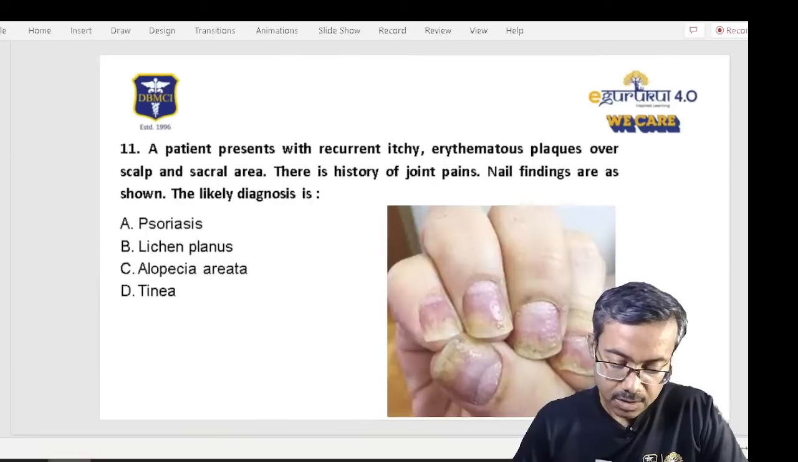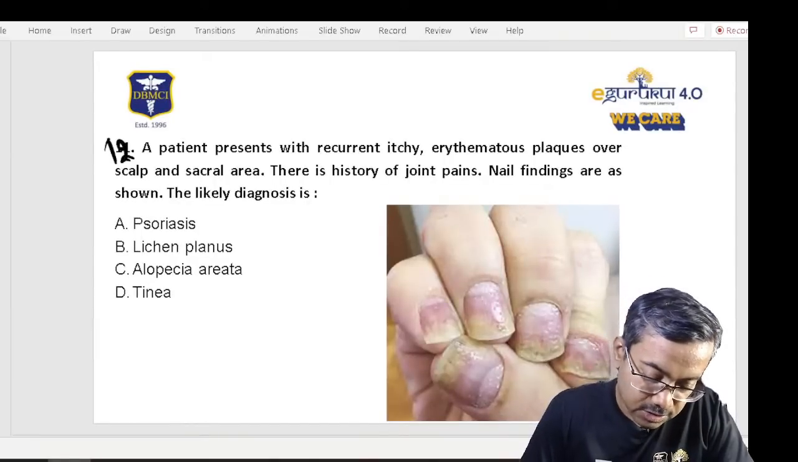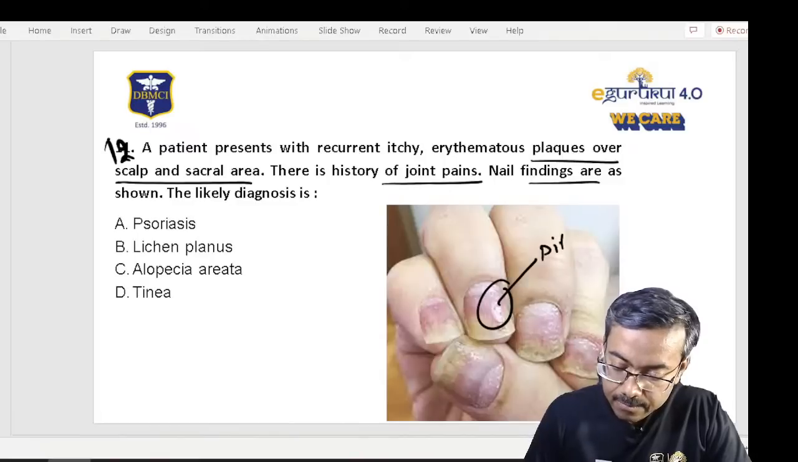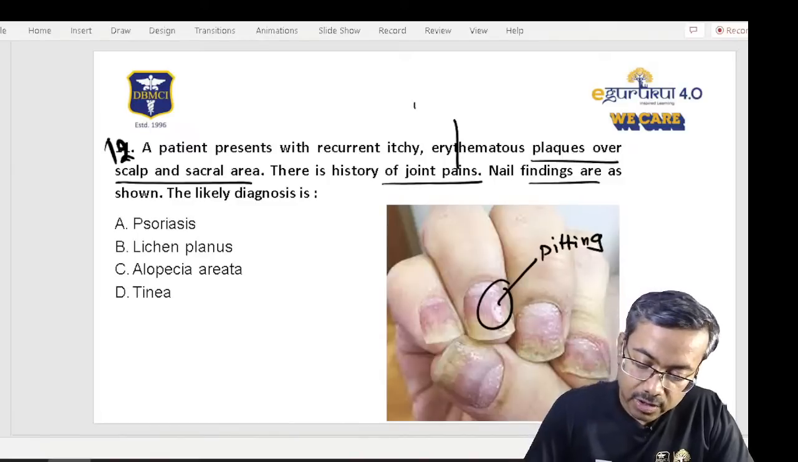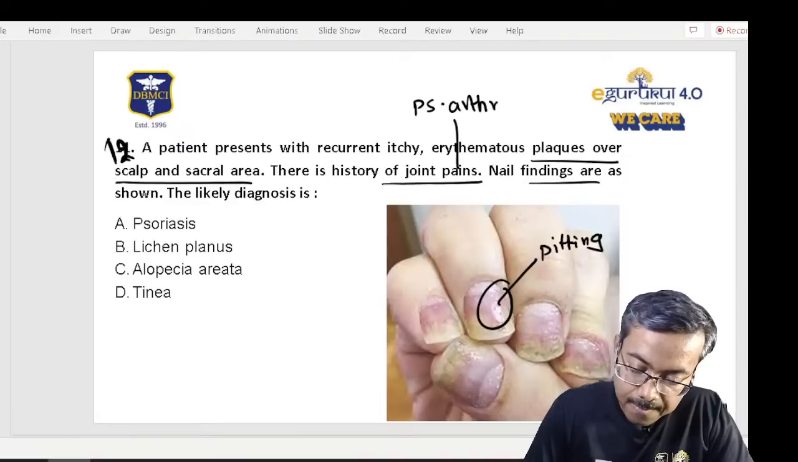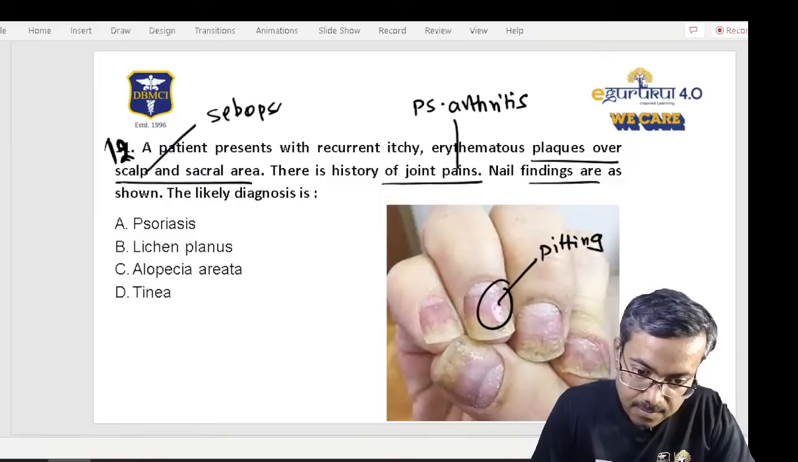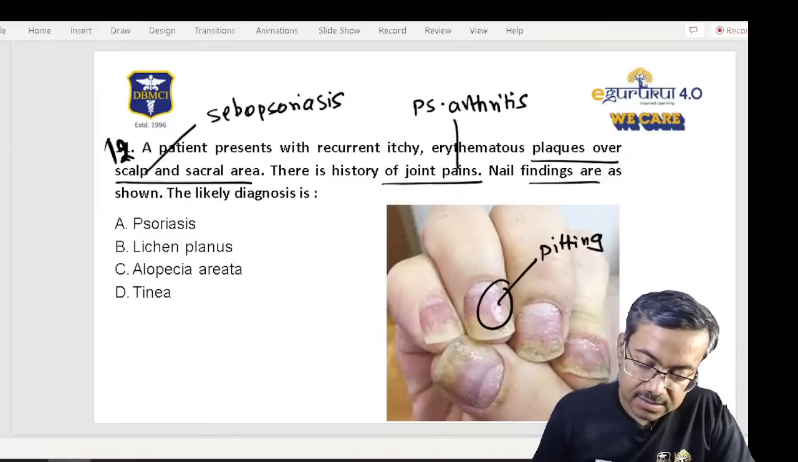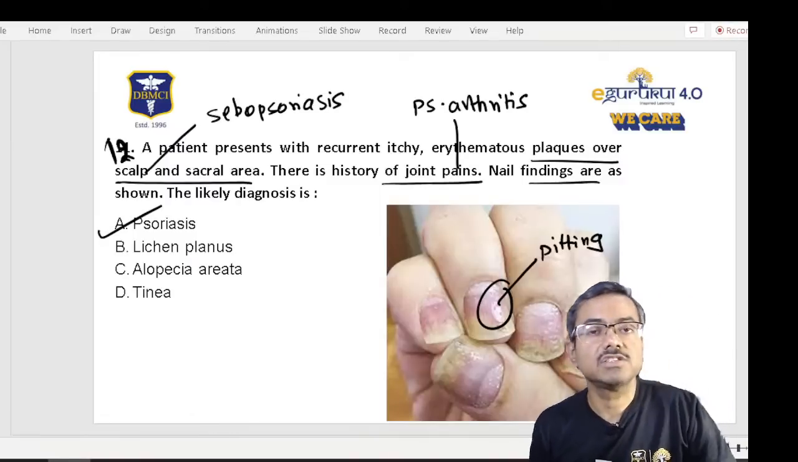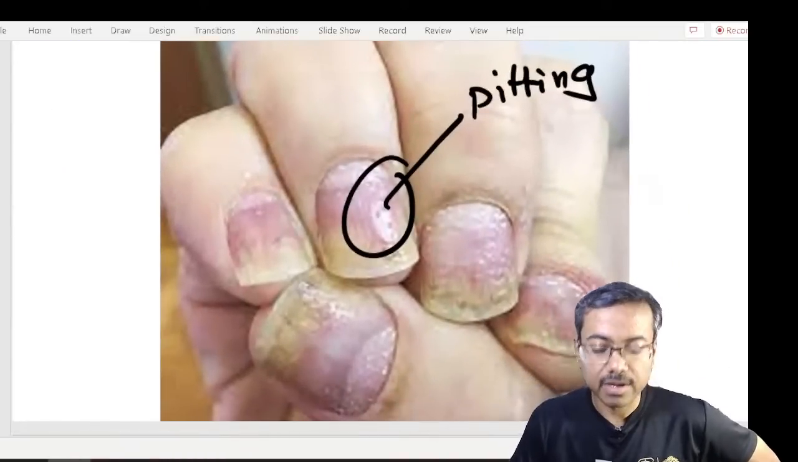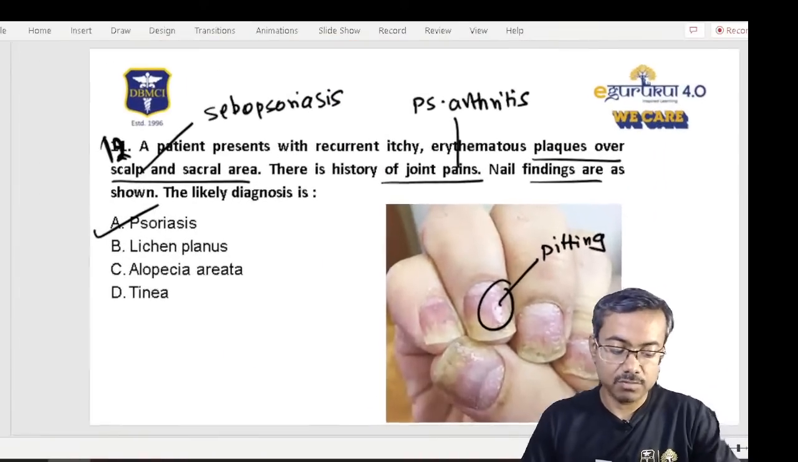Okay, 12th question. A patient presents with recurrent itchy erythematous plaques over the scalp and sacral areas. History of joint pains. Nail finding had pitting. Nail pitting with joint pain would mean psoriatic arthritis, right? And scalp means seborrheic psoriasis. This is the pitting that you get in psoriasis. Obviously, there should be no question on this.